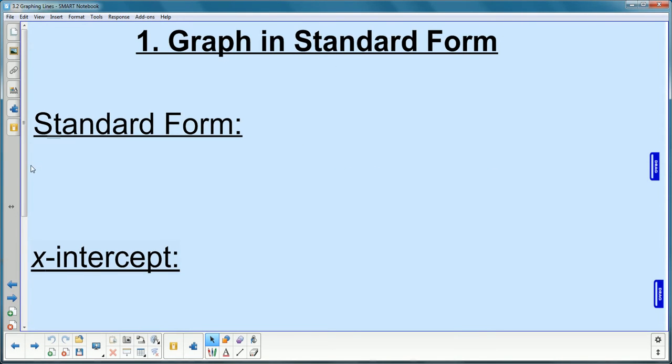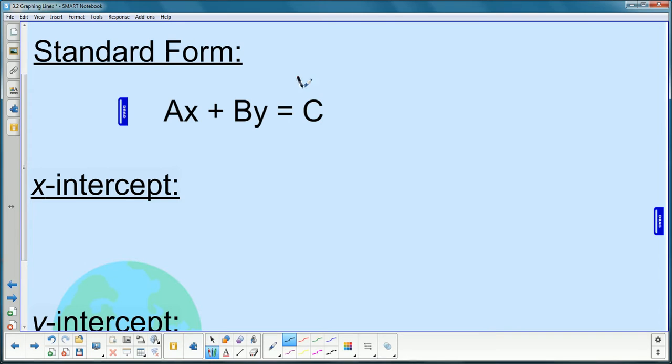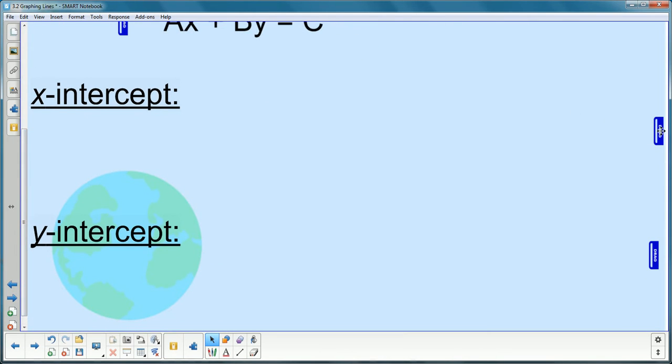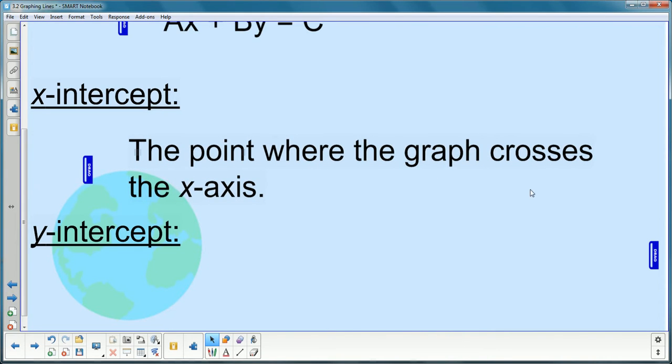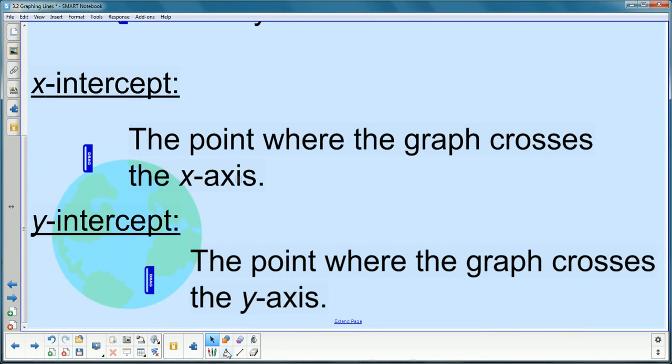So to start, we need to know what standard form looks like, and that is going to be ax plus by equals c. And when we do it in standard form, to graph it, we are going to find our intercepts, then graph. Okay, and when I say find intercepts, I mean we have two types of intercepts. We have x-intercepts, which are the places where we cross the x-axis, and y-intercepts, which are the places where we cross the y-axis. One thing to keep in mind for our x-intercepts, we always know that the y-coordinate is going to be 0, and vice versa for our y-intercept, the x-coordinate is going to be 0.